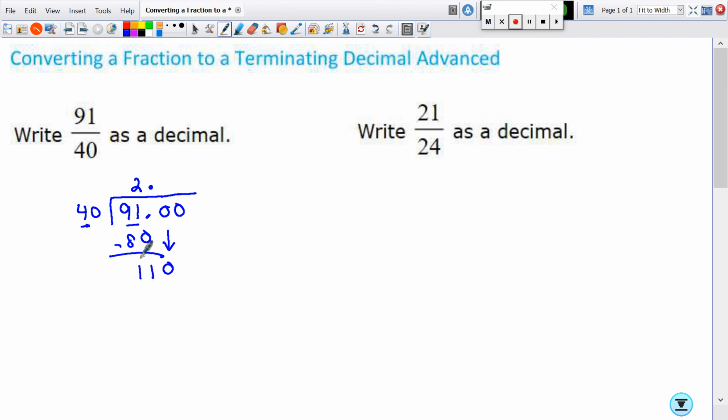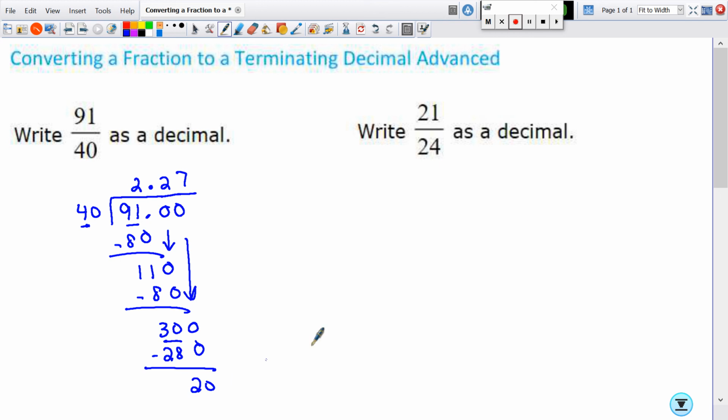40 goes into 110 two times. 2 times 0 is 0. 2 times 4 is 8. Subtract: 110 take away 80 is 30. Bring down the next 0. 4 goes into 30 7 times. 7 times 0 is 0. 7 times 4 is 28. Subtract: 300 take away 280 is 20.